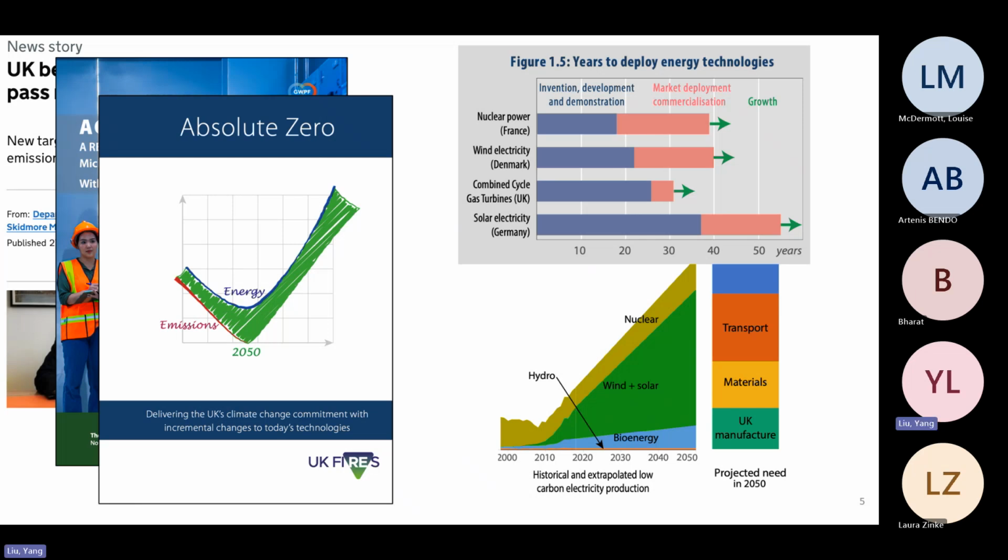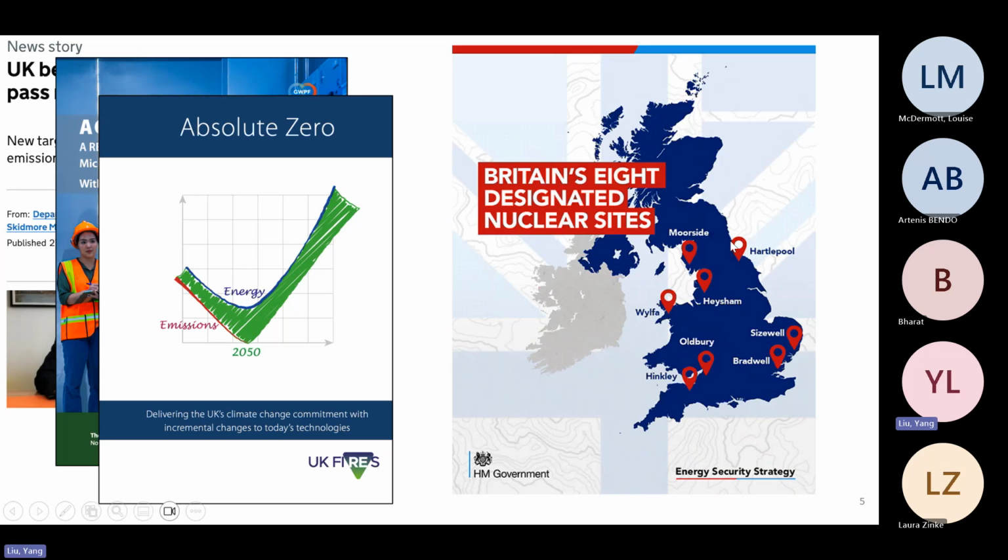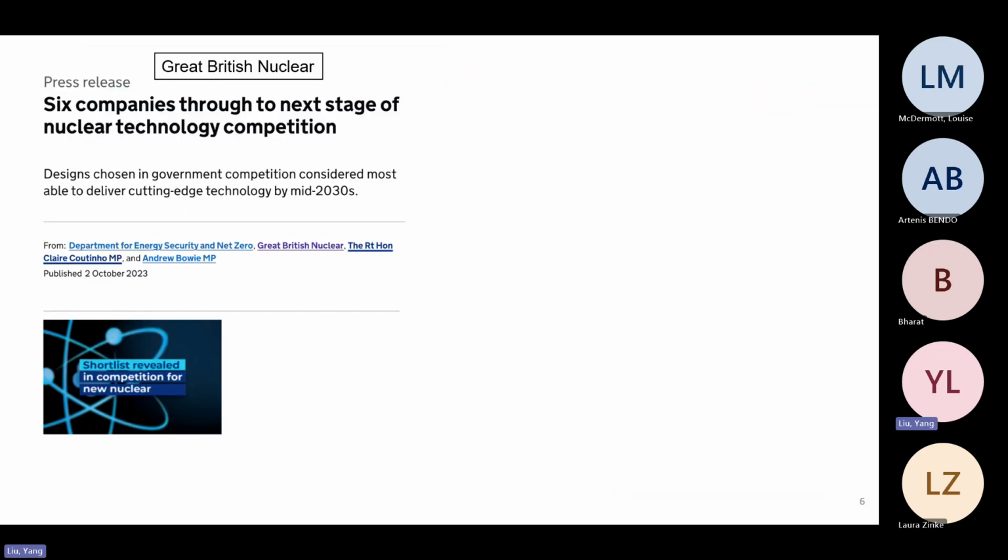That's the first point. The second point is that nuclear energy will still be a major sustainable energy source that we can use to make this transition to net zero smoothly. Britain has already proposed 8 designated nuclear sites. Apart from that, there's a new nuclear energy challenge called small modular reactors, where 6 companies are selected to get their technology advanced by the mid-2030s.